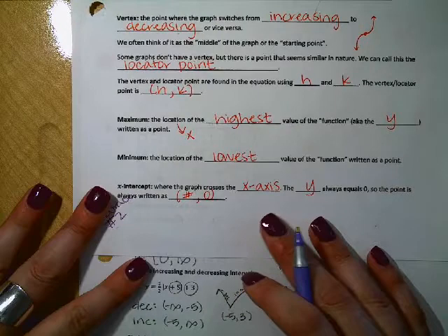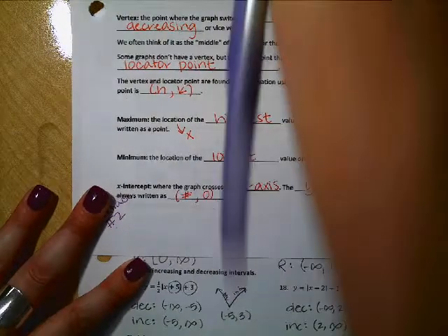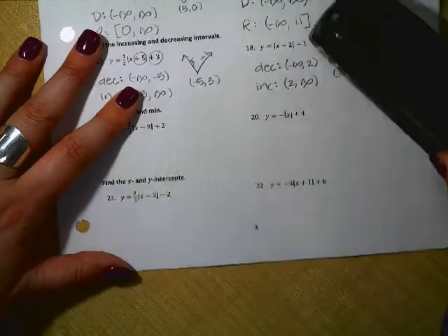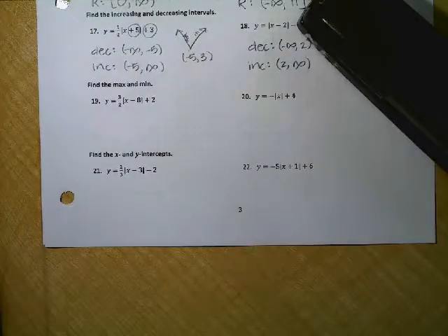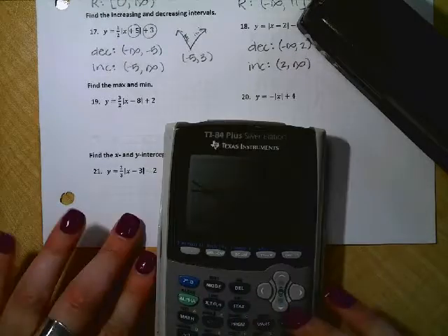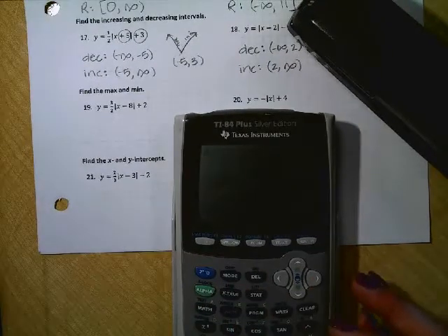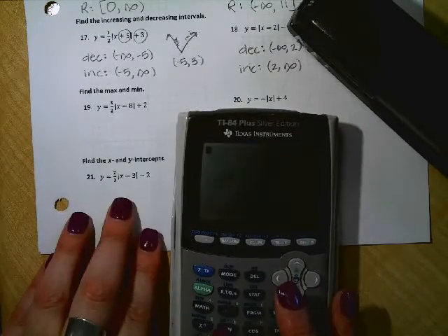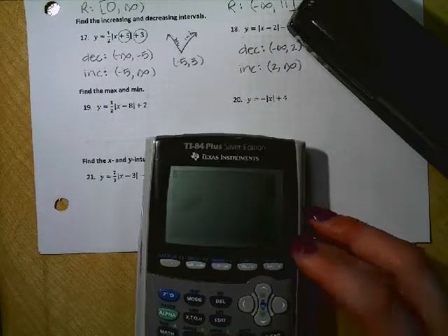Okay. So let's go ahead and do 21 and 22. So we'll make sure we can type them in. We'll make sure that we can find the intercepts. So if you want to clear your calculator to get it back to the normal window, you do second plus 712. That's how you get it back to normal.